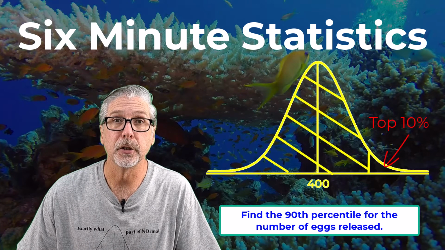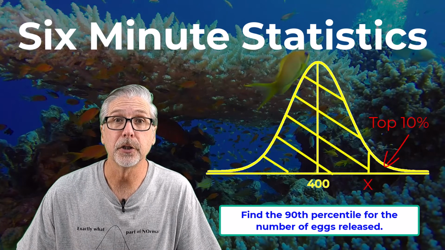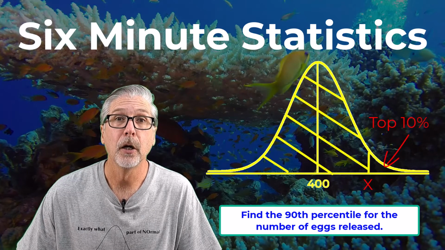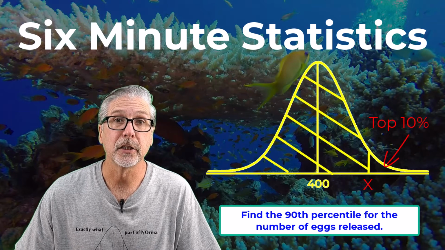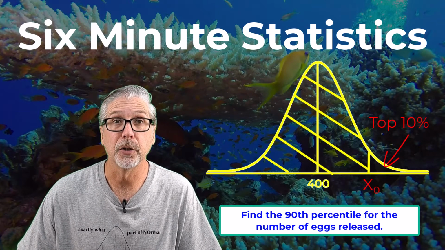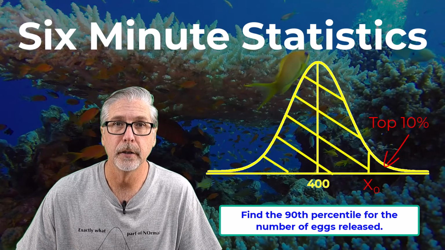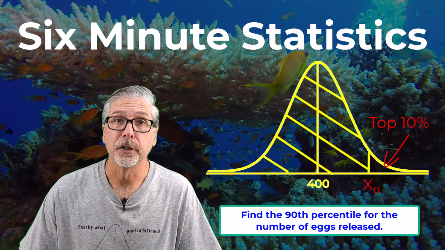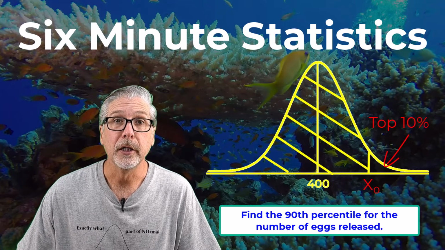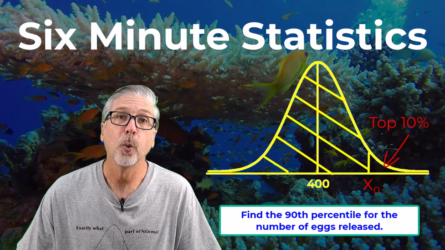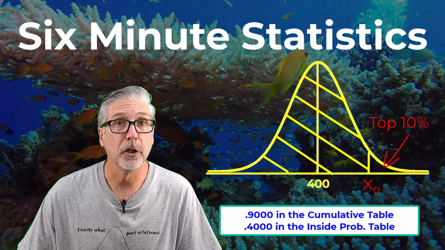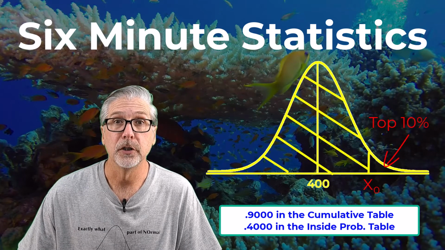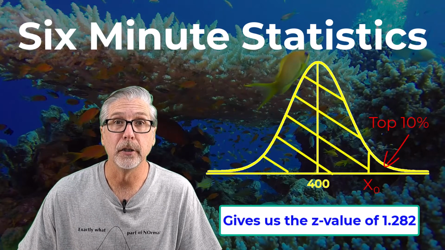I'm going to label a point in the distribution as the value of x that we're interested in, and you can see that the probabilities surrounding it are 90% below and 10% above. Typically, we label this value as x subscript 0, or more commonly, I'll refer to that as x0. How do we find the value of x0? Well, this is where the normal tables come in. While we don't have a normal table for this specific distribution, we do have the standard normal table. Looking up a probability of 0.9000 if I'm using a cumulative table, or the probability of 0.4000 if I'm using the inside table, will lead me to the z-value of 1.282.